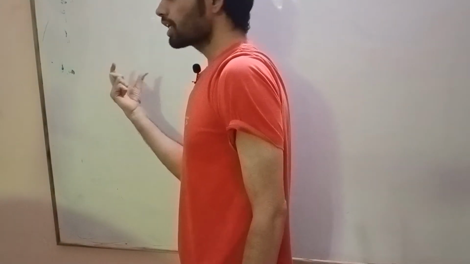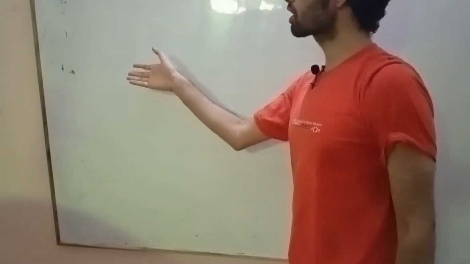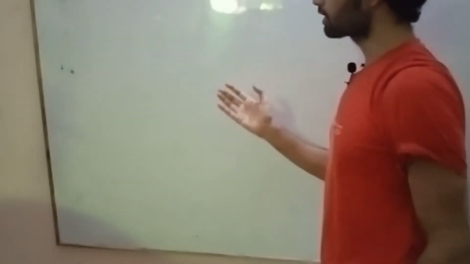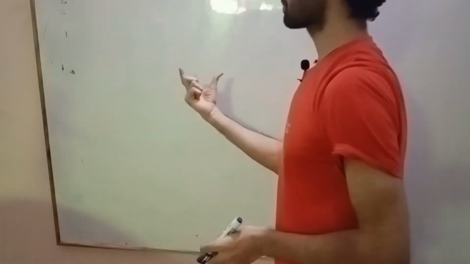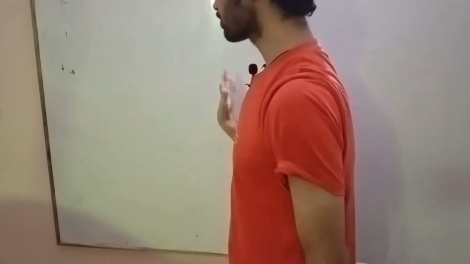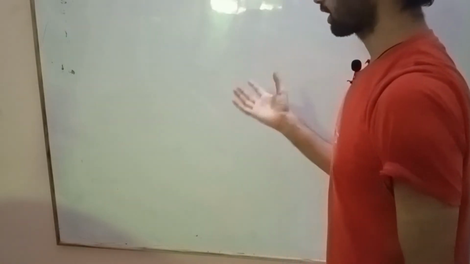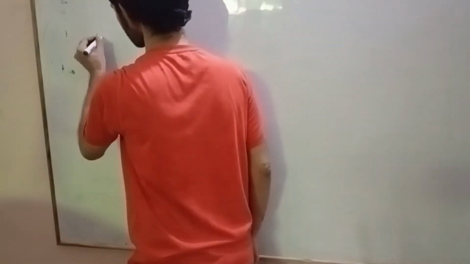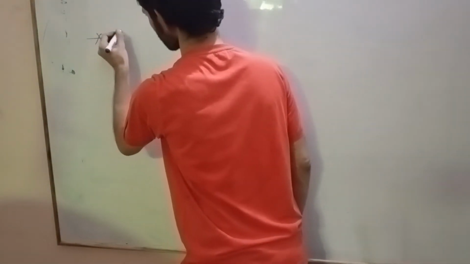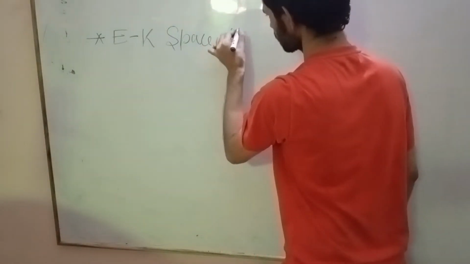So today we are going to discuss the EK space diagram for gallium arsenide and silicon, that is, for a compound semiconductor and an elemental semiconductor like silicon, and a compound semiconductor like gallium arsenide. So for that we are going to discuss the energy versus momentum diagram, that is the EK space diagram. So EK space diagram, let us see here.